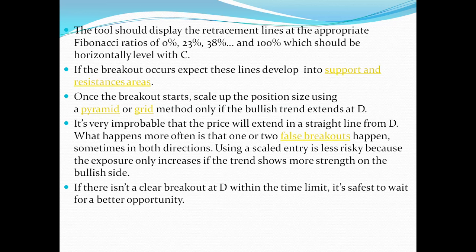horizontally at the level of C. If the breakout occurs, expect this line to develop into support and resistance areas. Once the breakout occurs, scale up the position using the pyramid or grid method. If the bullish trend extends at D, it is very improbable that the price will extend in a straight line from D. What happens more often is one or two false breakouts in both directions. Using scaled entry is less risky because the exposure only increases if the trend shows more strength on the bullish side. If there is no clear breakout above D within the limit, it is safest to wait for a better opportunity.